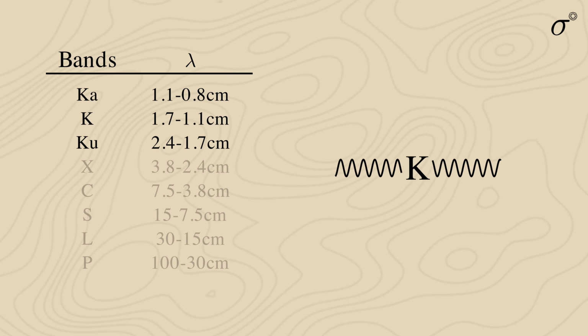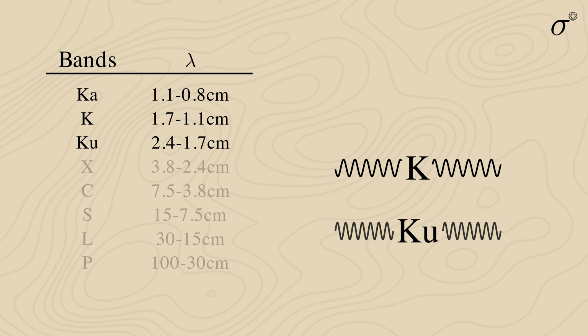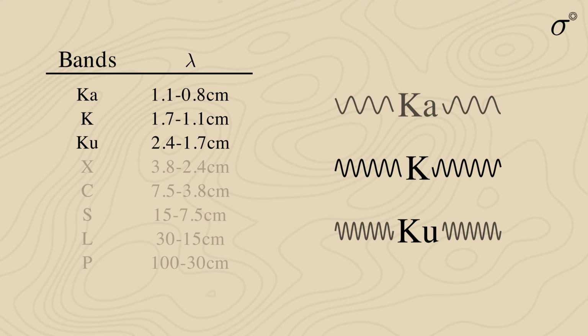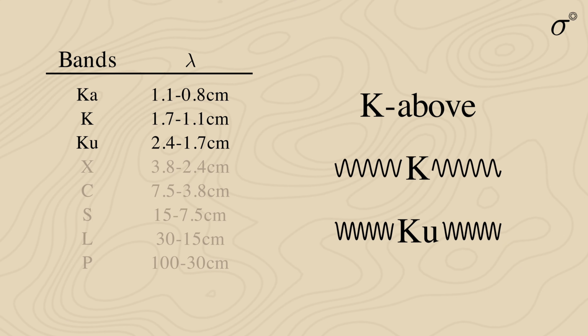Last up, we have the K-band, which might come from the German word kurz for short, because this band was mostly used by the Germans. Below, we have the Ku or K-under band. And with the highest overall frequency, we have the Ka band or K-above.